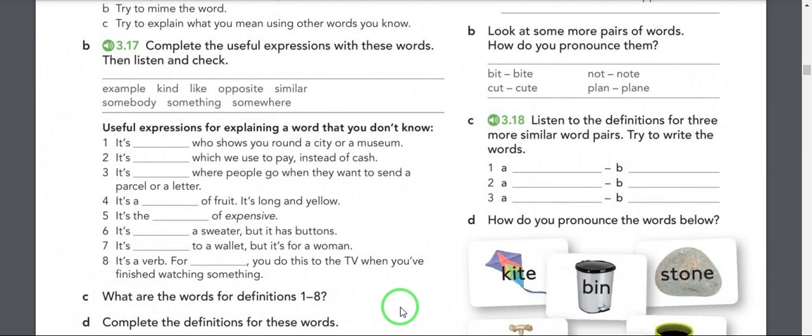2. A. It's an animal which people have in their house. For example, a cat. B. It's the short form of the name Peter. 3. A. It's an adjective similar to crazy. B. It's the past tense of the verb make.